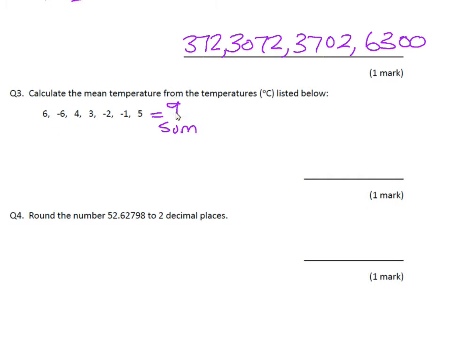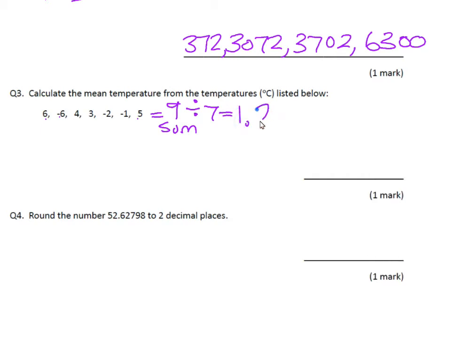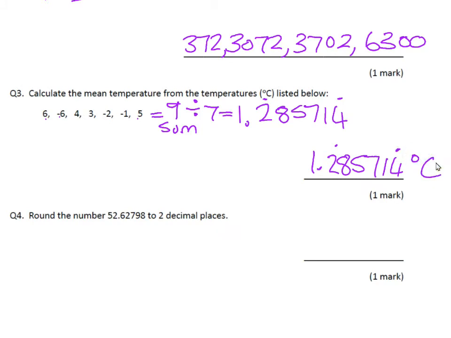So we get a total of 9 from these numbers. There are 7 numbers, so divide 9 by 7 and we get 9 over 7, which when we press the SD button gives us 1.285714, and it's recurring between the two. So on the answer line, 1.285714 with a recurring between the 2 and the 4. And that's worth 1 mark. Don't forget the units of degrees C.